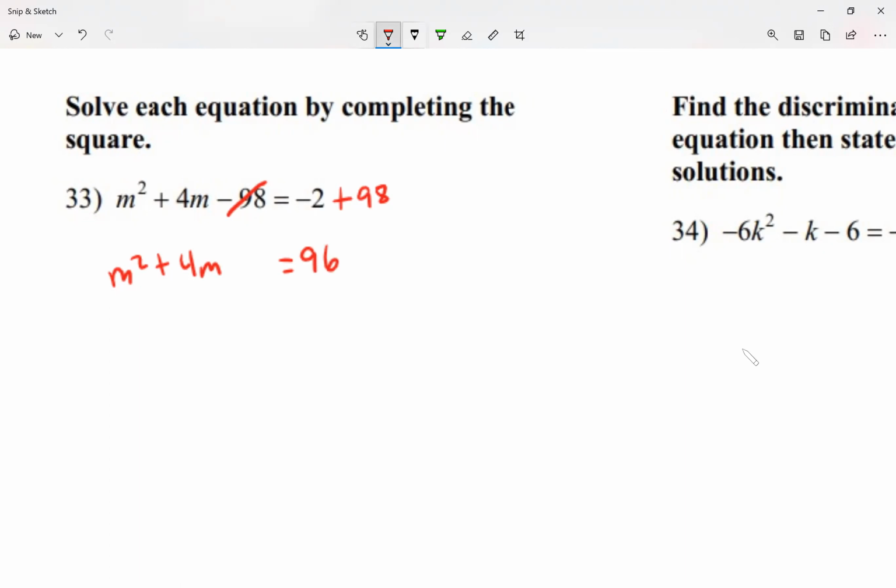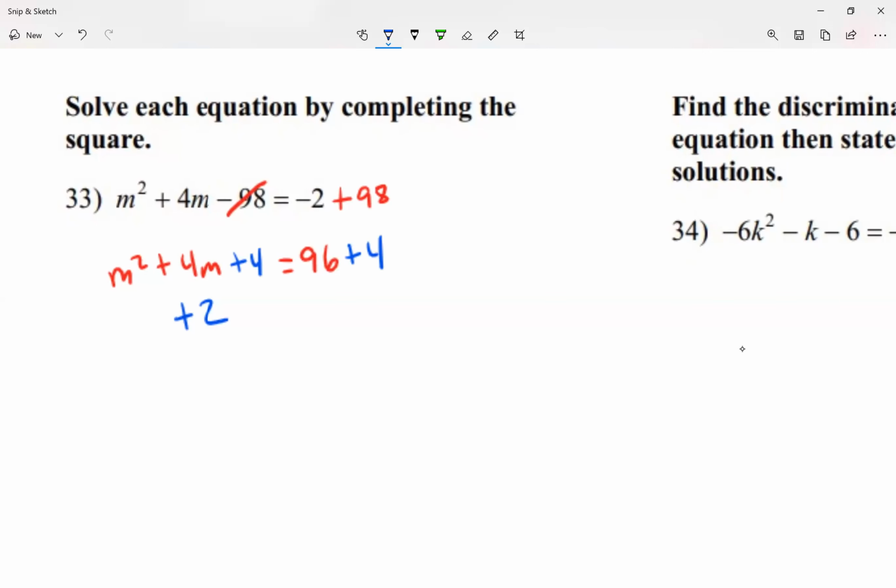Then I think of my first number, which has to be a 1, which is good. If it wasn't, divide everything by that number. And then I see the second number is a positive 4, and I think the half of positive 4 is positive 2. I'm even going to write it down because I'm going to use it. Now, positive 2 squared, so multiply positive 2 times positive 2 is 4. So let me add 4 to each side.